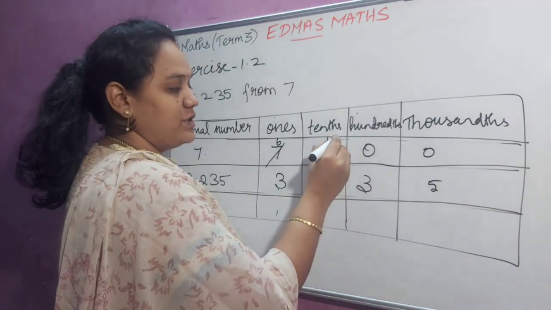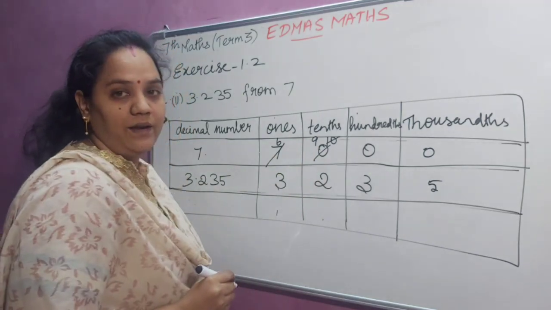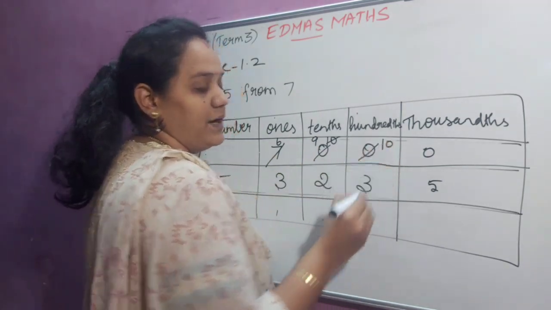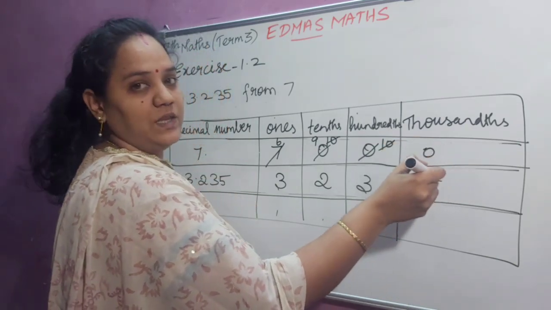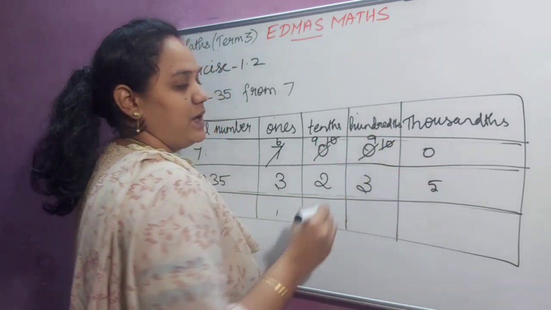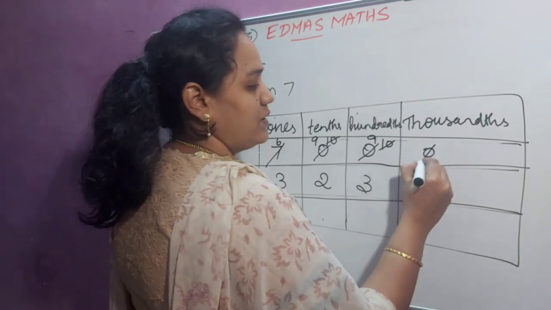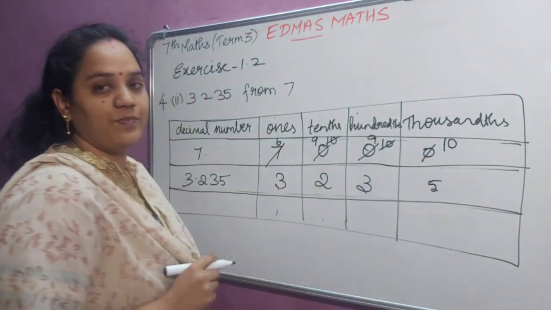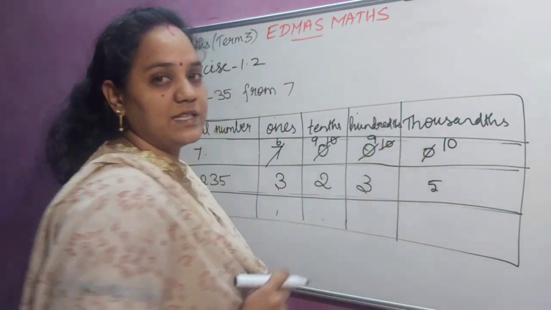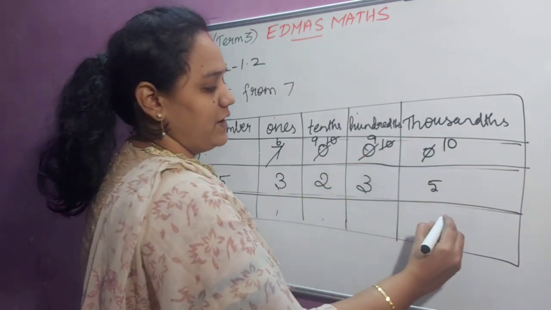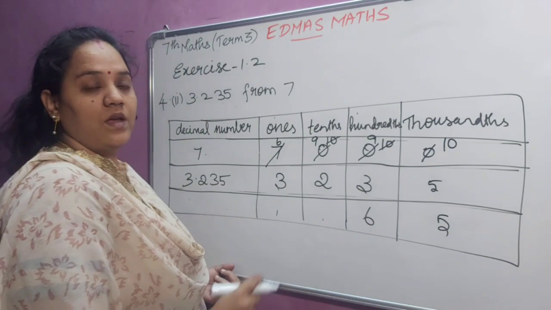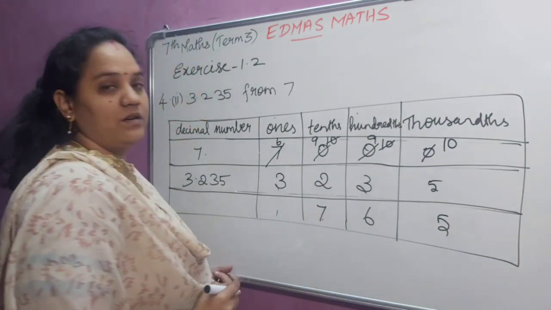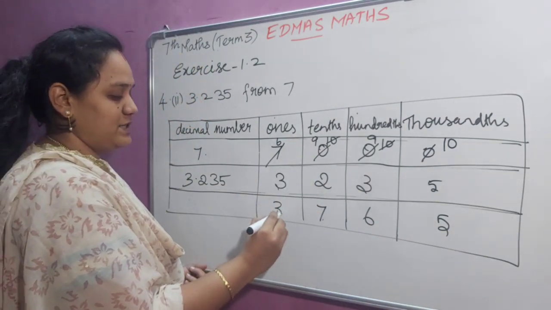Again I am going to borrow this. So this 10 will become 9. And here the 0 will become 10. Again I need a number for the thousandths place only. So that's why I am taking one number from here and I am giving the number to the hundredths place value. So here the number is 10 now. So 10 minus 5 is 5. 9 minus 3 is 6. 9 minus 2 is 7. And 6 minus 3 is 3.